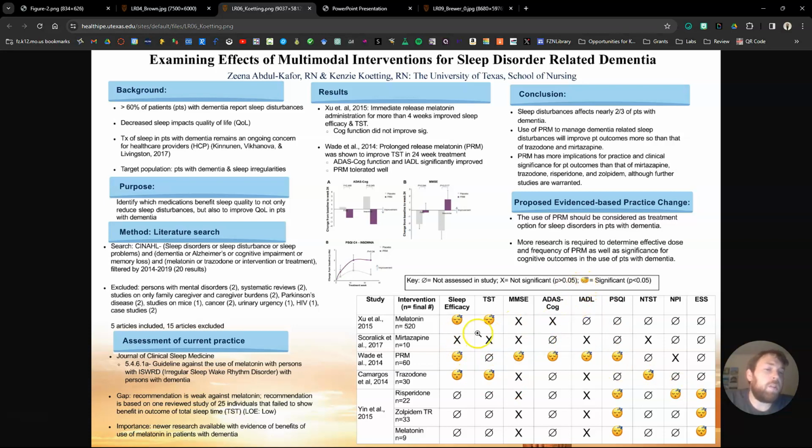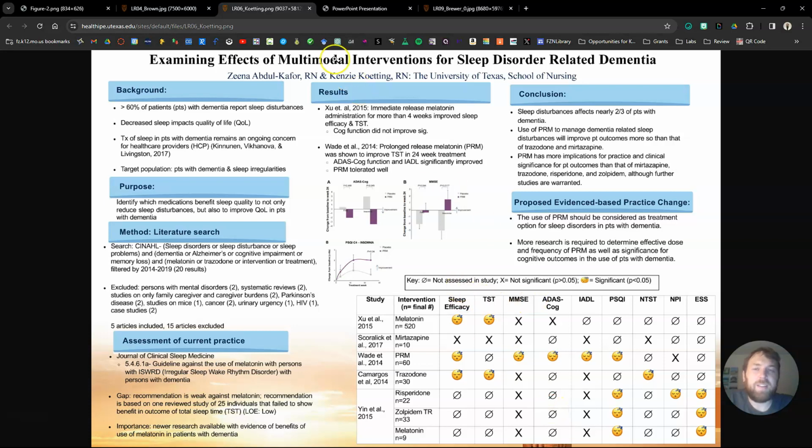Please don't use emojis like this to show significant results. That would be a bad idea. Conclusion, very short there. Proposed evidence, very short there. They use emojis, by the way, because it's about sleep disorders. But seriously, you guys are better than that, right?